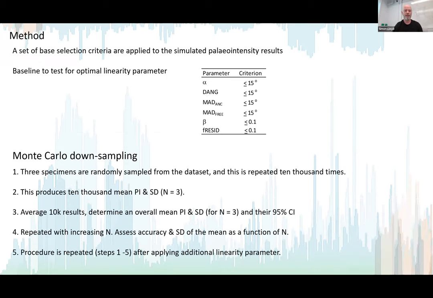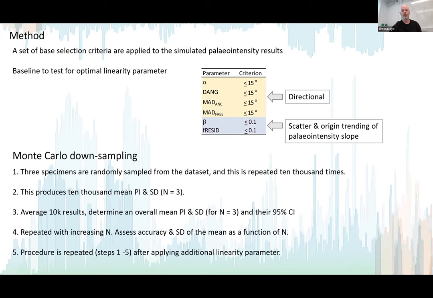We then applied a set of base selection criteria to the simulated results, which we can see in this table. The first four are standard directional criteria. And the bottom two are new to this method, and they are the B-tail scatter parameter and F-resid, which is a measure of how well the paleointensity slope trends to the origin. We then use this as a baseline to test for the optimal linearity parameter.